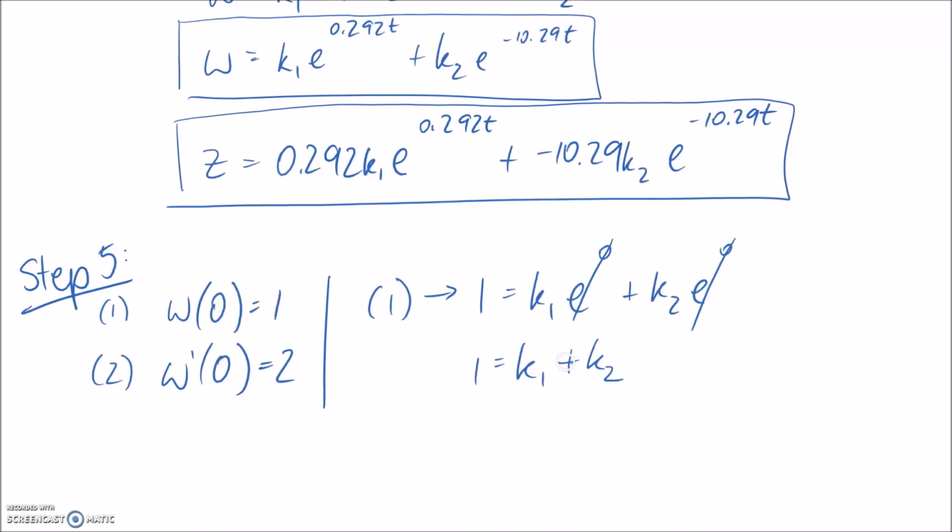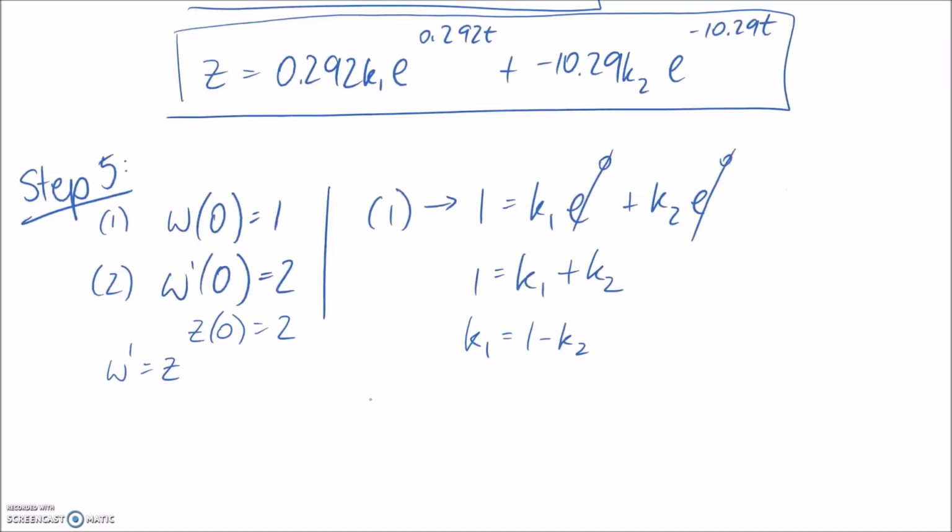So in order to set up for that, I'm going to rearrange this equation. I'm going to get it for k1. So swinging this to the other side, it would be 1 minus k2. So now let's go ahead and use the second condition, we can see that it's in terms of the first derivative of w. And if you remember back up way at the beginning, we said that the first derivative was equal to z. So what that means is we can directly substitute this as being z of 0 is equal to 2 into the z version of the equation. So let's go ahead and do that.